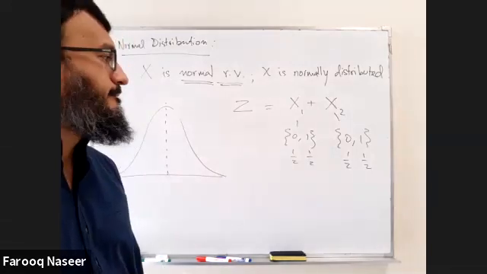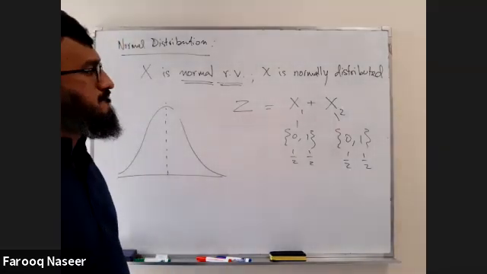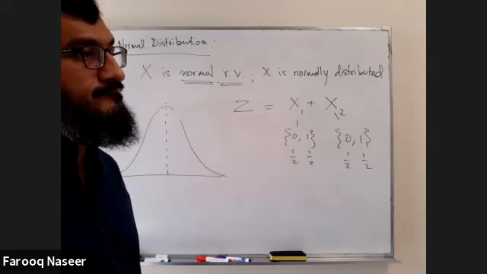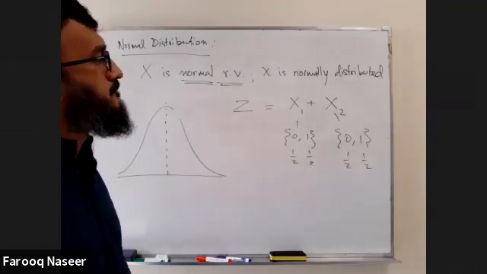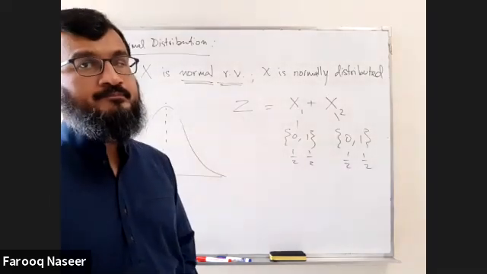Sir, it will follow uniform distribution because these both are independent and uniform. So their expectation would be the sum of both of expectations.